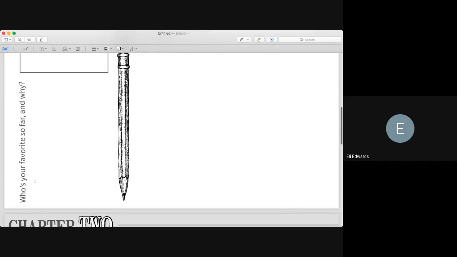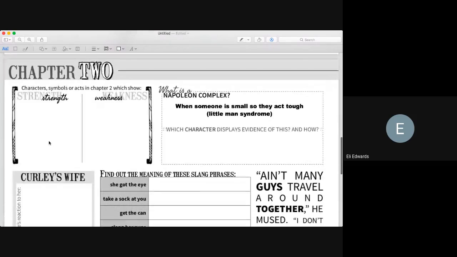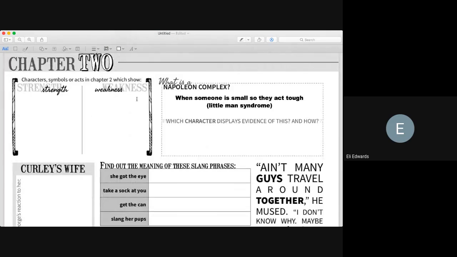Then down here, who's your favorite so far? You just pick which character is your favorite. Now, strengths and weaknesses. It says character symbols or acts in chapter 2 which show strength or weakness. You just fill in those examples. Who do you think is stronger? Who do you think is weaker?